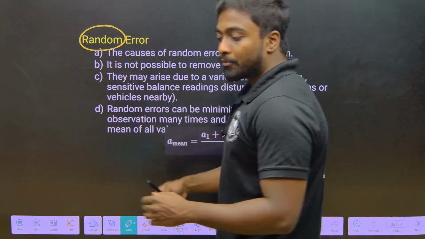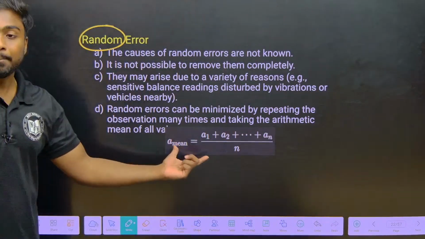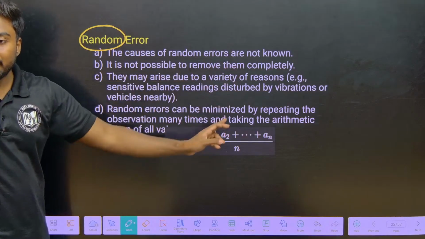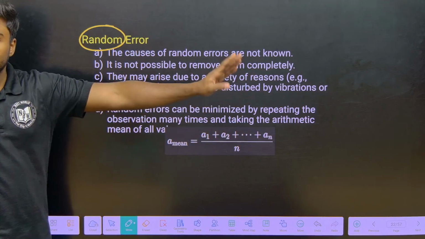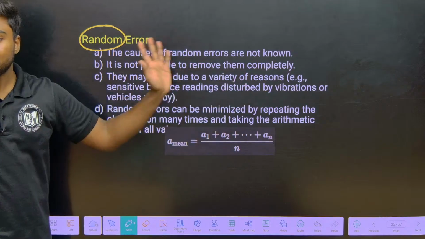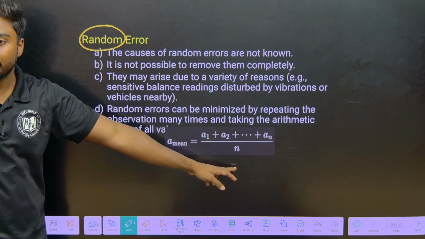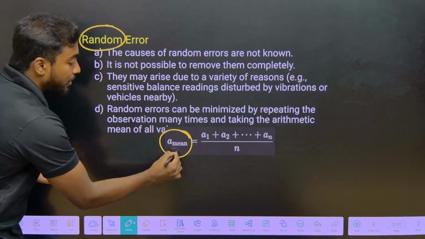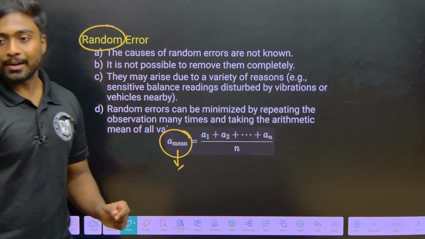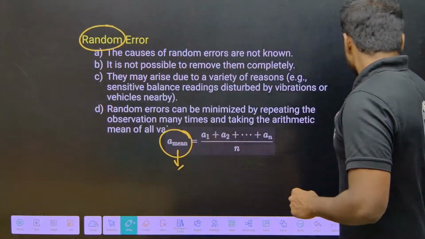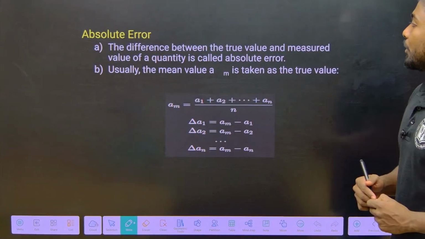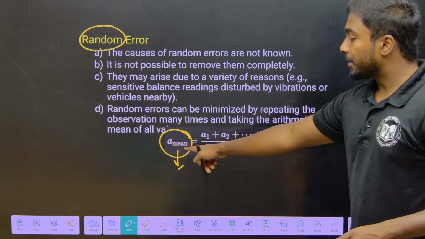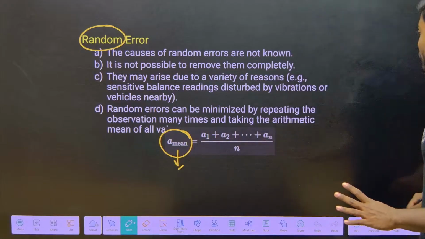That's what I said. If I repeat the observation, I can get some precision value. If I take the same thing, 71, 71.5, 70, 71, 71.5, how many times? 5 times. If I add everything and divide by 5, I will get some approximate value. That is the meaning of mean. The mean value. Now the absolute error.